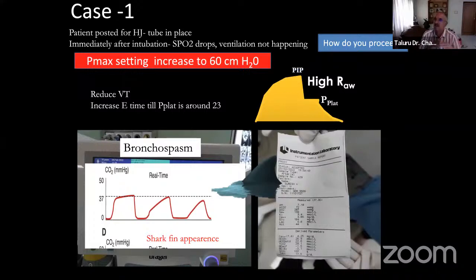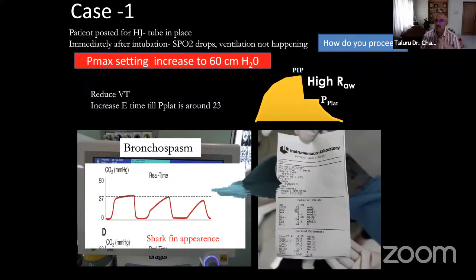Decrease your tidal volume, high ratio, keep on shortening, look at your plateau pressure. Once the plateau comes around 20-22, that is the amount required for I time. The rest goes to E time. Reduce your respiratory rate to around 12-14, then you ventilate. After 2 hours, the carbon dioxide, everything was settled. Spasm, the medical management was done. Spasm was gone. When we auscultated, we couldn't hear anything. There were no crepts, nothing, silent chest.